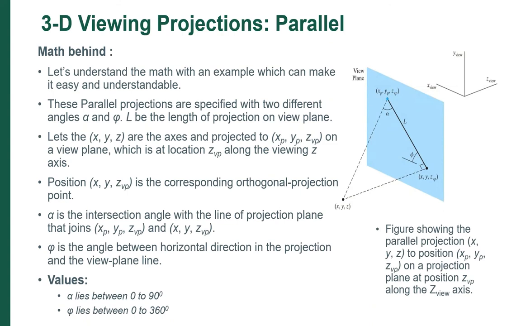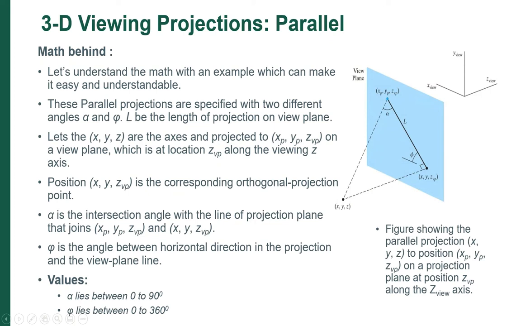Every projection has math behind it, so let's talk about that. Here we can see the point XYZ. We are considering the point as an example, and the plane is the view plane. These parallel projections are specified with two different angles, alpha and phi. Let L be the length of the projection line, and XP, YP and ZVP are the projected points in a view plane located at ZVP along the viewing Z axis. This line is the projection line. The position of this point corresponds to the orthogonal position of the point. The same x and y coordinates are on the view plane, but the z value is different.